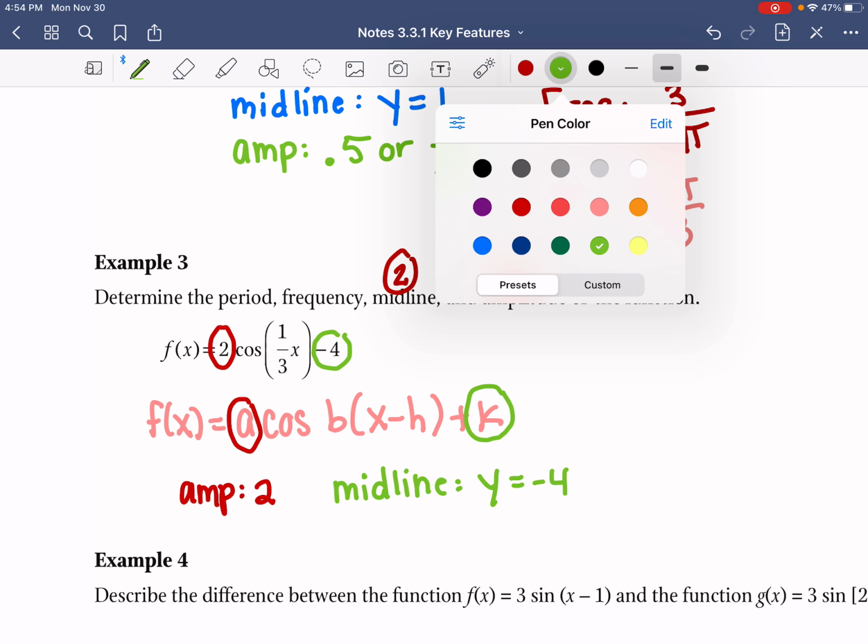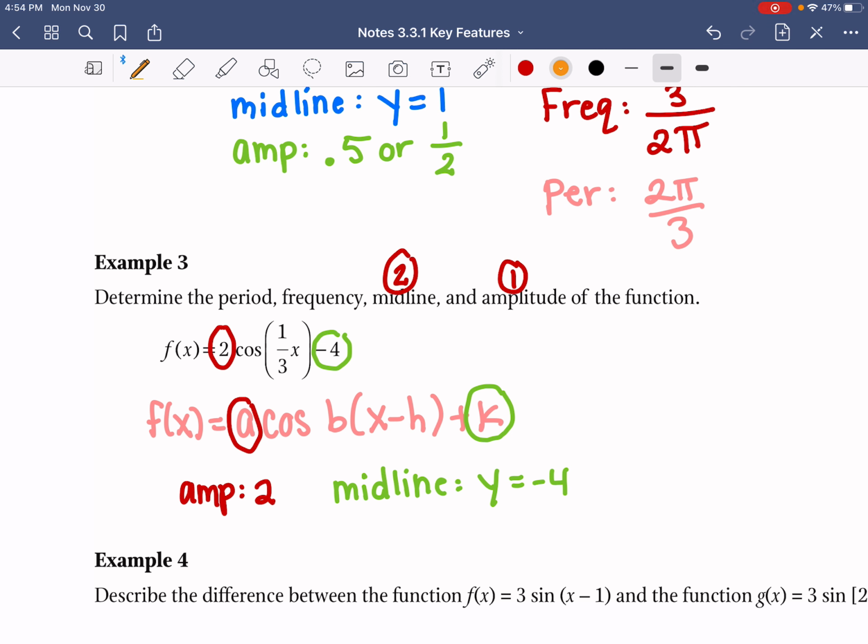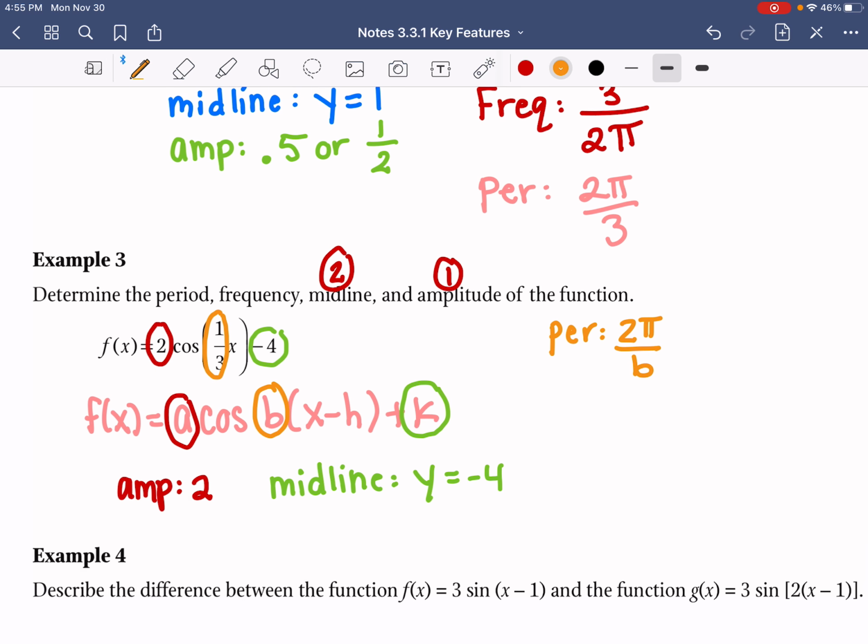And then the next thing I have to find is my period and frequency. In order to find the period, you use B, but B and the period are not the same thing. In this case, they put B inside the parentheses. Over here, I had B outside the parentheses, but B is always in front of X. If I distributed this, it would just be B times X, so it would be inside the parentheses. So the period is always 2 pi over B, and B is 1/3 in this problem.